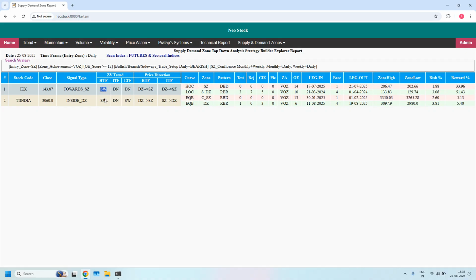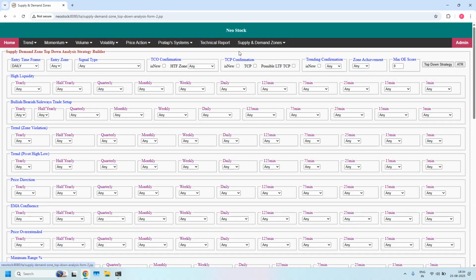But monthly trend is sideways. Sideways trend EMA confluence does not give any advantage. So I am not further filtering. So this is about bearish trade setup for monthly income trade. So this is a monthly income trade reports. Next we will generate weekly income trade reports.